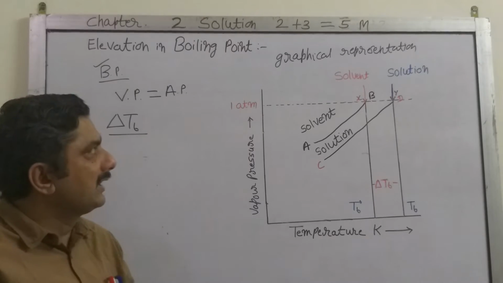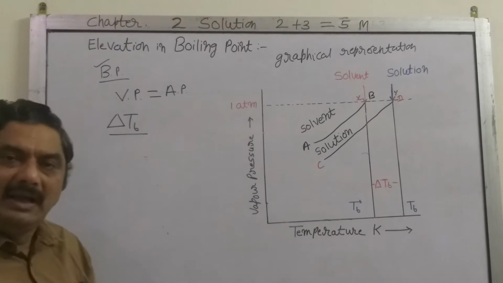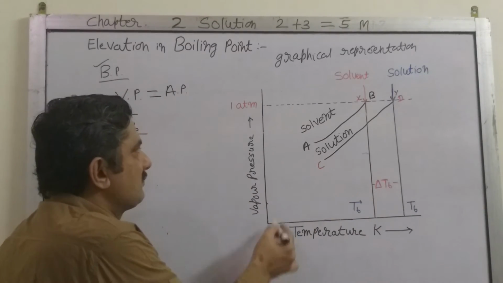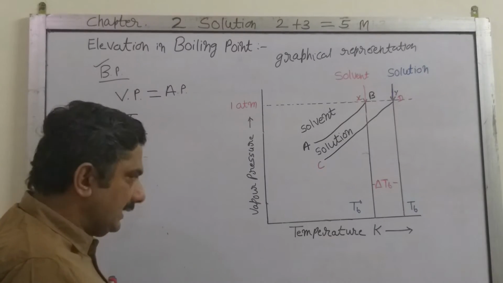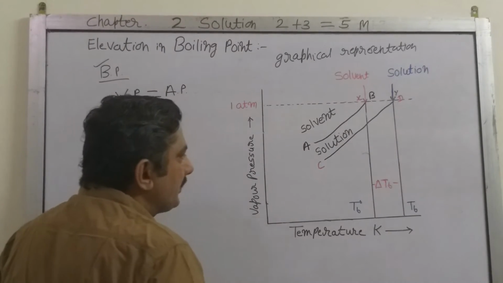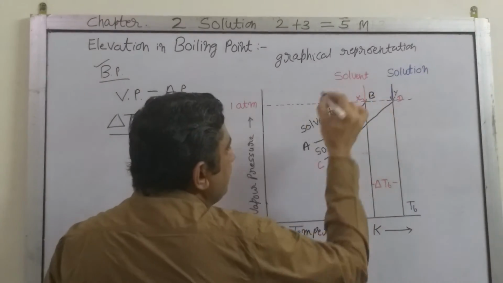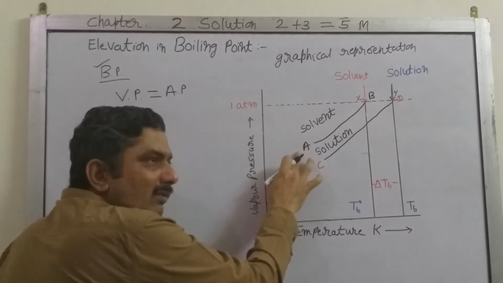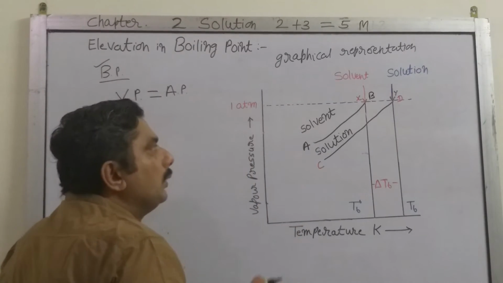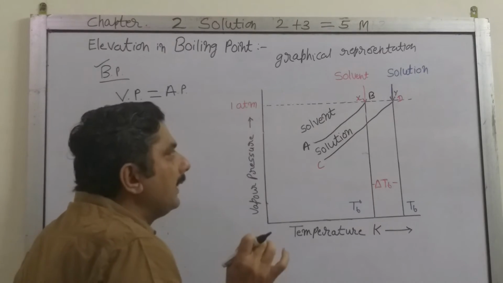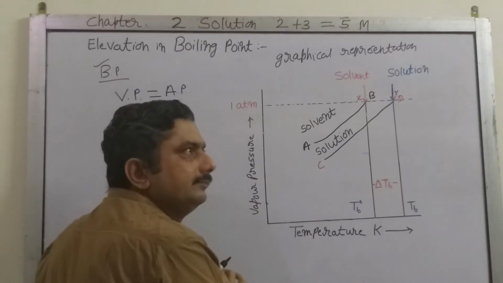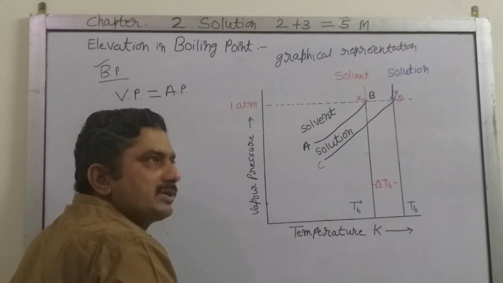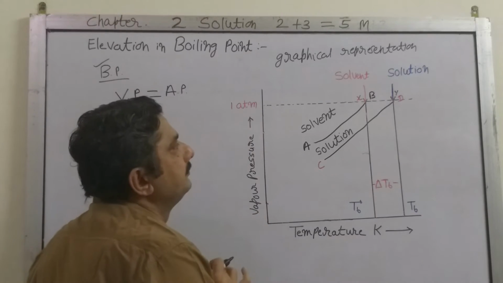Third, graphical representation. When we plot a graph between temperature in Kelvin versus vapor pressure in atmosphere, here we obtain two curves, AB and CD. Curve AB is called vapor pressure curve for pure solvent, while curve CD is called vapor pressure curve of solution.